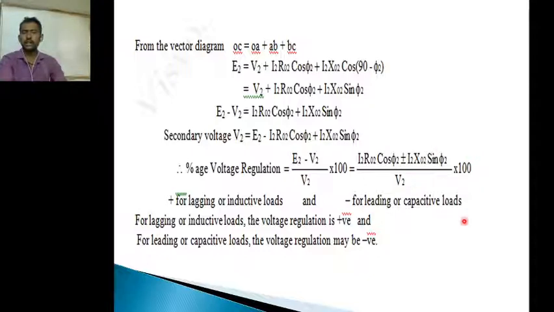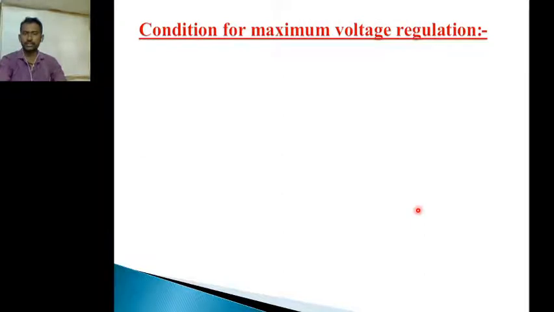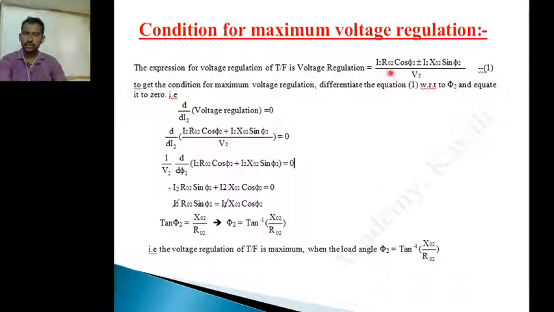From this formula we can derive the condition for the maximum voltage regulation and for the minimum voltage regulation, that is zero voltage regulation. First one is the condition for the maximum voltage regulation. This is the formula for the voltage regulation for the lagging load and leading load. Here we have the positive sign for lagging load and a negative sign for the leading load.